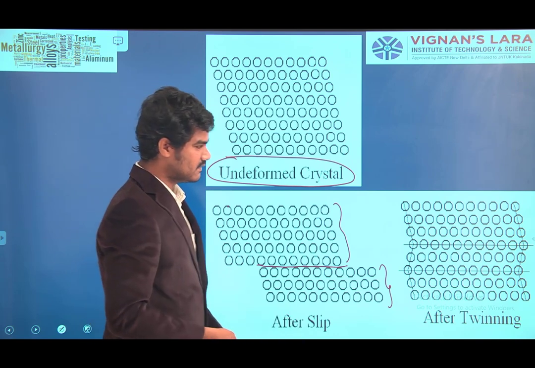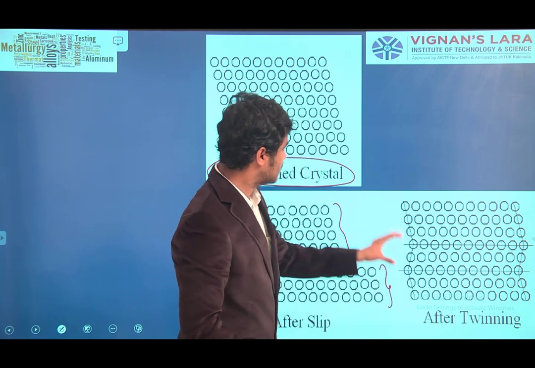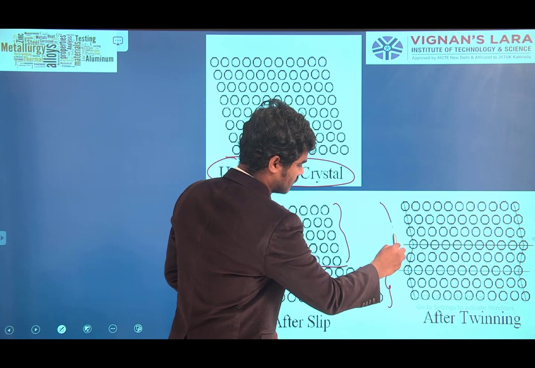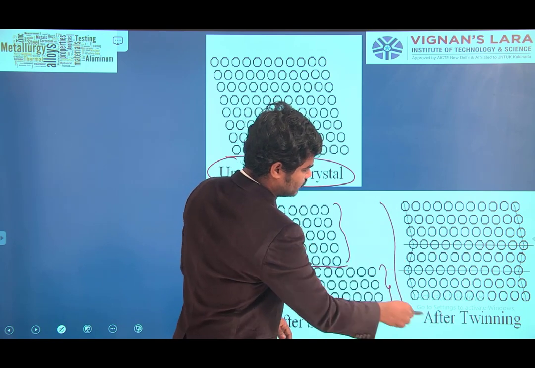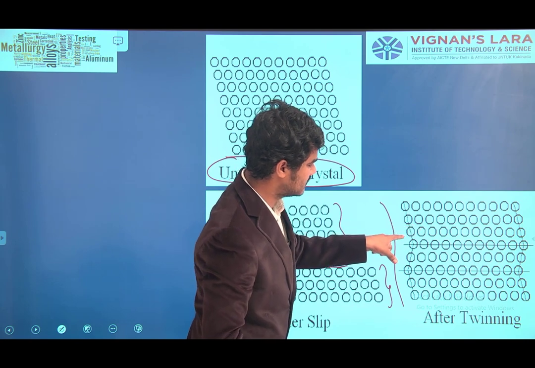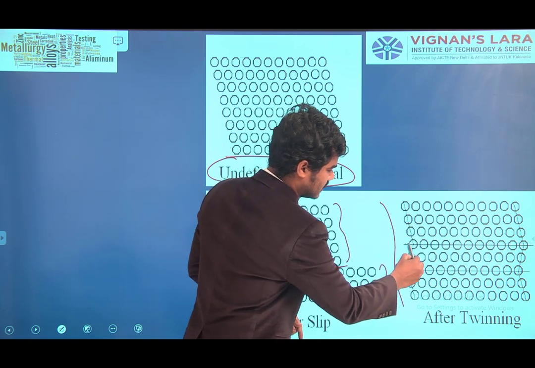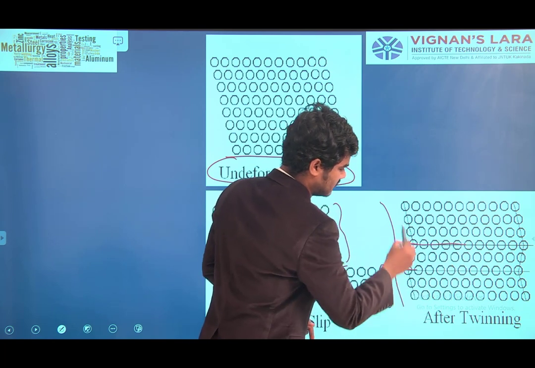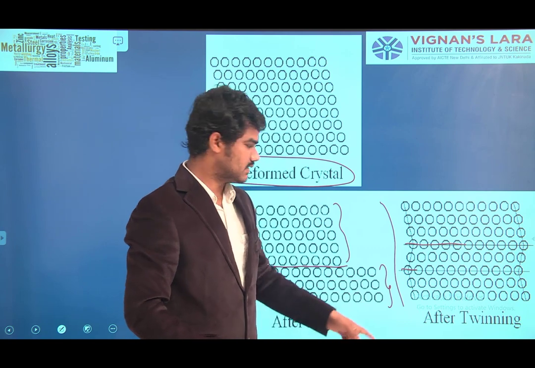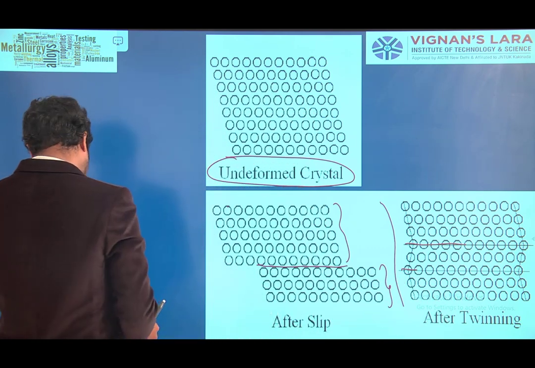Whereas twinning, see here, it may appear the same, but here some change is there. This line of atoms is moved, this line of atoms further moved, this line of atoms further moved. Lines are also drawn here, this line and this line. So there is a change in movement of atoms. So this is twinning. Okay, this is about slip and twinning.